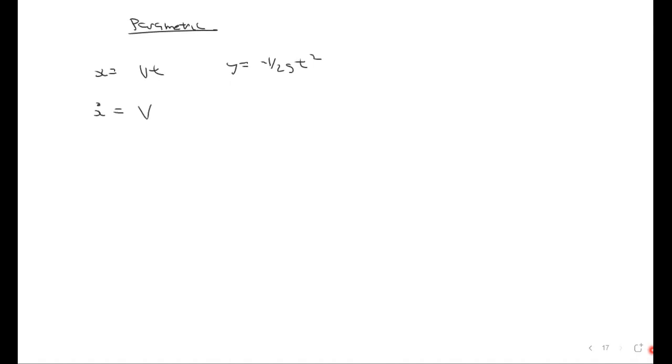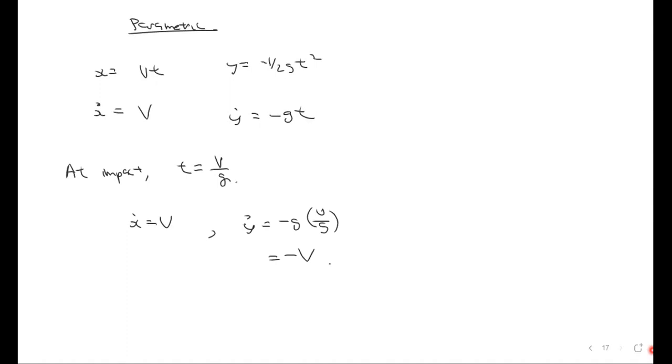So the horizontal component is v. The vertical component, of course, changes, so it's negative gt. But we know at impact, t equals v over g. So that means x dot equals v because, of course, constant velocity. And y dot equals negative g times v over g. So it's negative v.